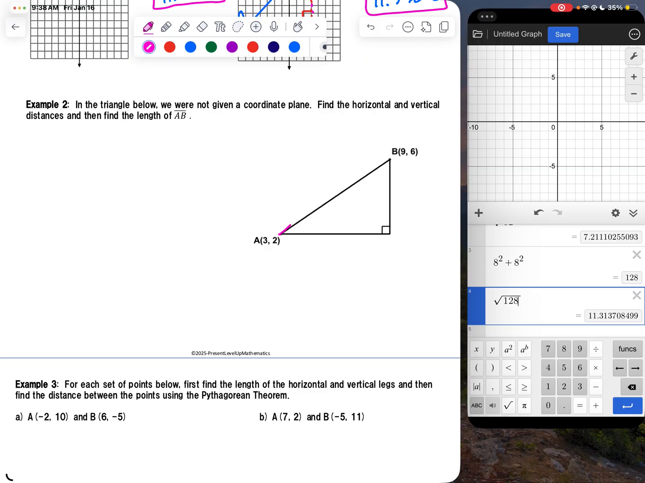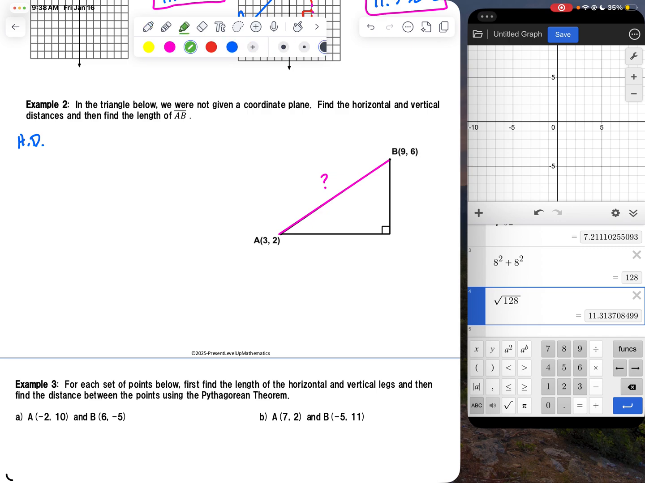So what we're trying to do is figure out what is the length of this line segment. What is the length of this line segment? So to do that, we want to get the horizontal distance first. So horizontal distance, I'll just abbreviate that with HD.